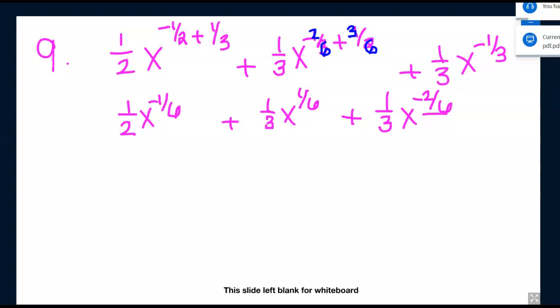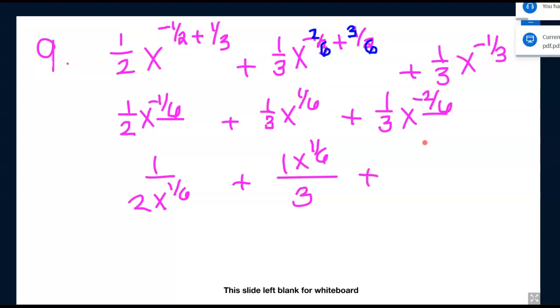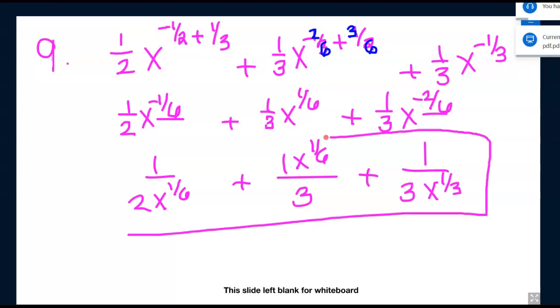We have to get rid of our negative exponents, which becomes 1 over 2 x to the 1/6 plus 1 x to the 1/6 over 3. So the 3 drops, not the exponent, plus 1 over 3x. And again, you could write 2/6 or 1/3. We're done.